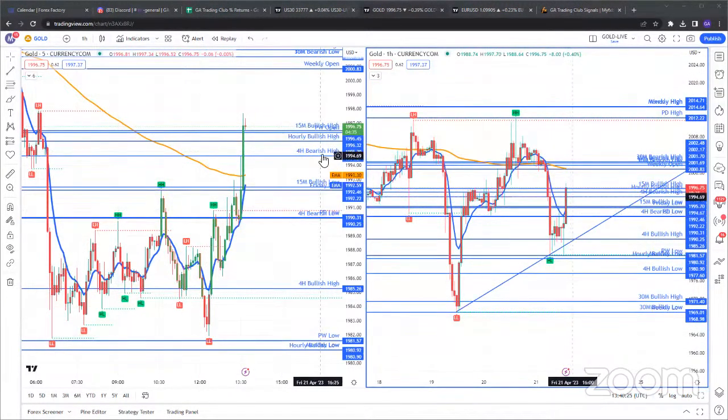In any case, based on news, what do we have here? Hourly bullish high, 4-hour bearish high, 4-hour bearish low. We'll just wait for news to pass.